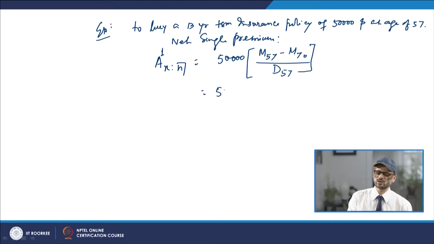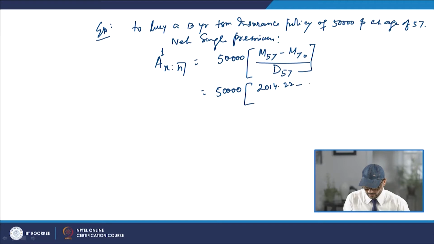So it will be 50,000 multiplied by 2014.22 minus 1222.70, divided by 5372.84.